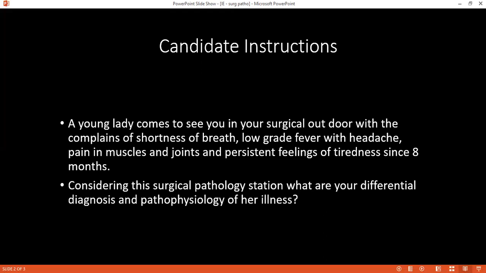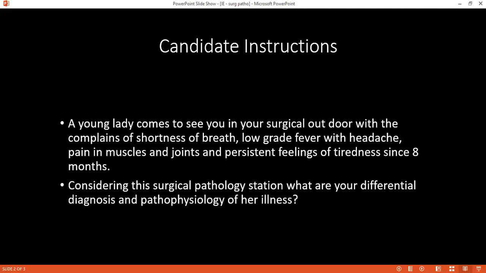What about the valves? How would they appear? There will be vegetations on the valves, which are irregular nodules, and valvular thickening and irregularity will be seen. What are the organisms that you find commonly? The common organisms are Staphylococcus, coagulase negative Staphylococcus, Streptococcus, Enterococcus, and the HACEK group of organisms.